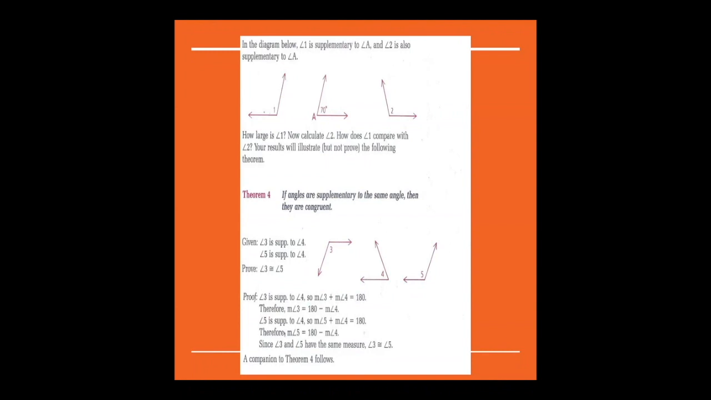Since angle 3 and angle 5 are both equal to 180 minus the measure of angle 4, they have the same measure. Therefore, angle 3 is congruent to angle 5. So this is the proof for theorem 4.